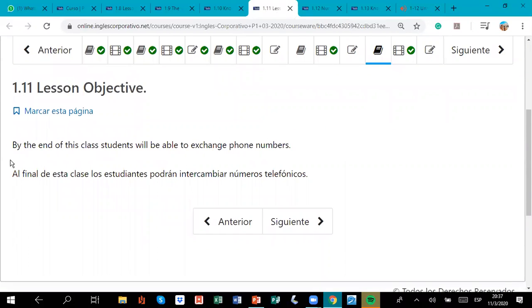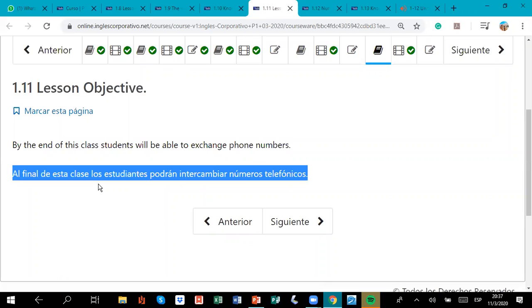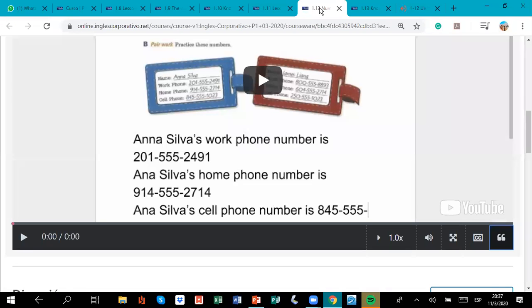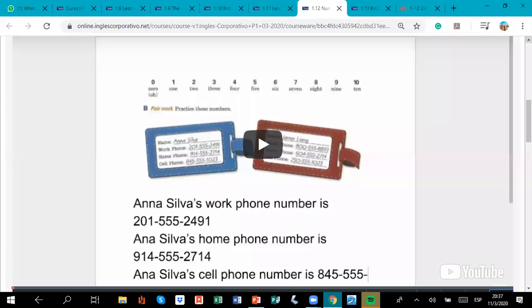The next objective is, by the end of this class, students will be able to exchange phone numbers. Al final de esta clase, los estudiantes podrán intercambiar números telefónicos. Vamos a ver entonces los números. Tenemos este video acerca de los números.